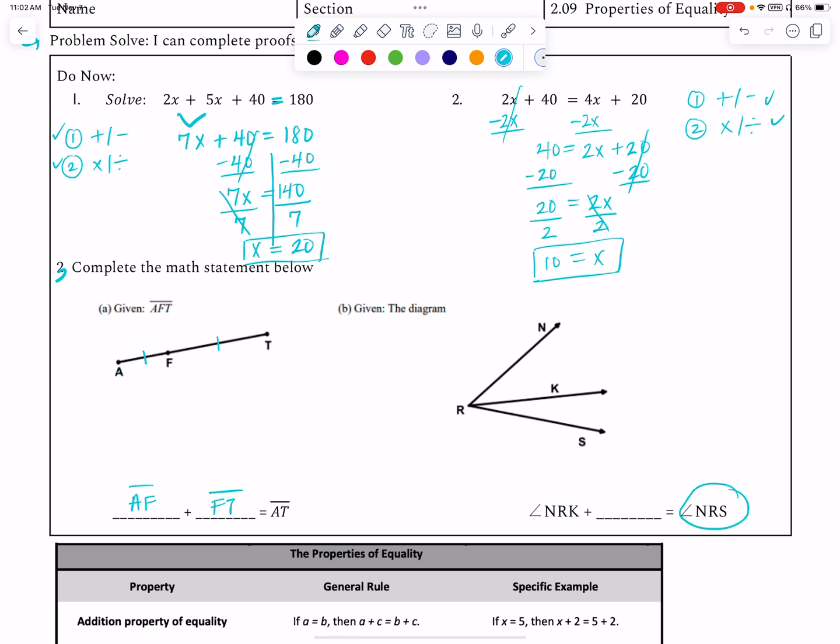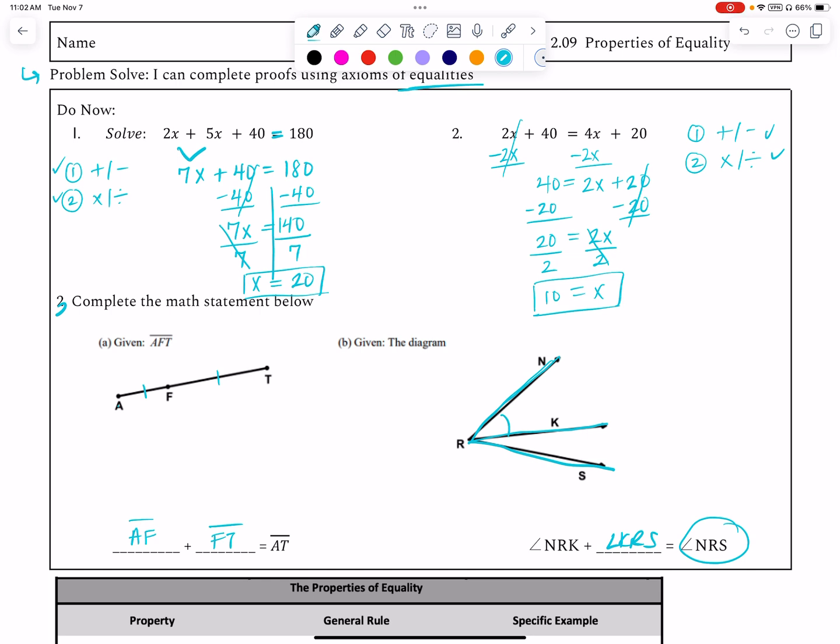Angles. The whole angle is NRS. It's the biggest pizza slice. What are the smaller angles that make up that larger angle? NRK and KRS. NRK and KRS add up to the whole NRS. Pause this video if you need more time, and keep solving equations. The whole is the sum of its parts, from the do now for today's lesson.